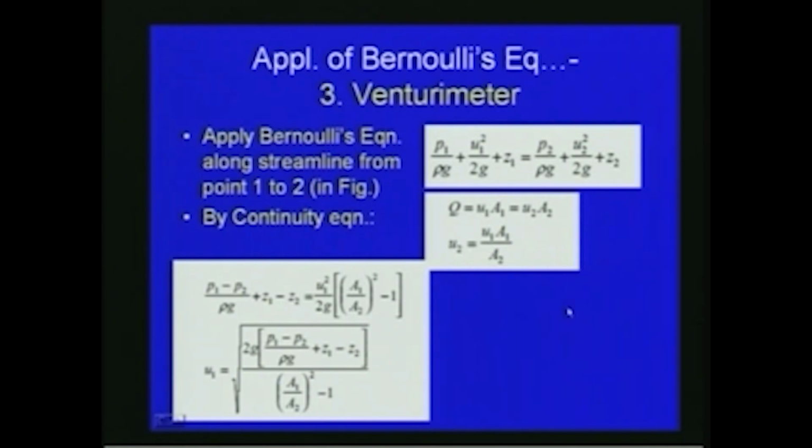So once the velocity is known, we can just multiply it to get Q is equal to A1 U1, which gives the discharge through the pipe. So this is another mechanism which we generally use either to find the velocity or to find the discharge, depending upon the case, in a pipe flow. So this is another application, called the venturimeter.